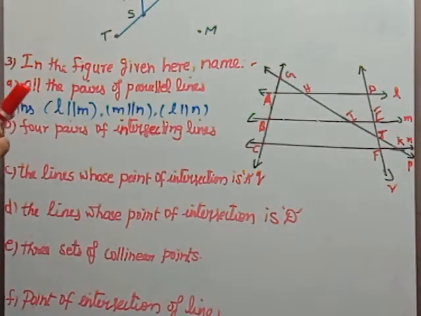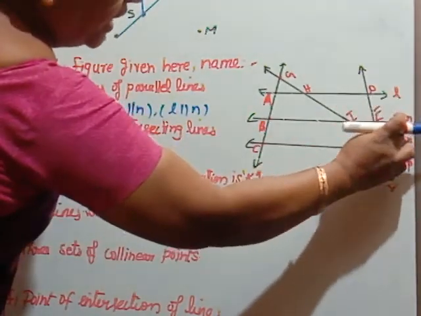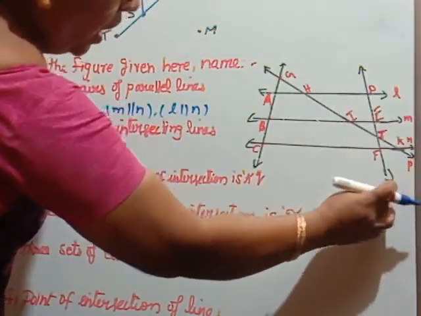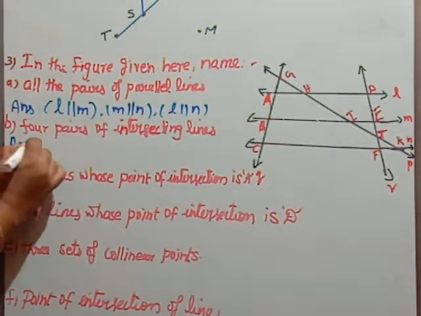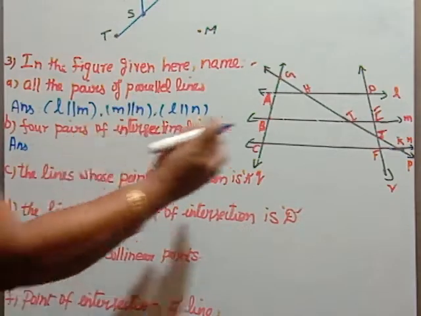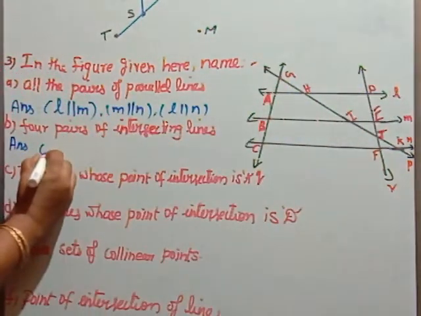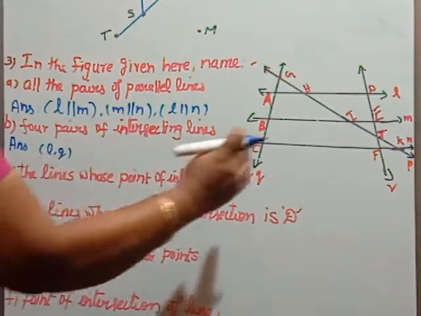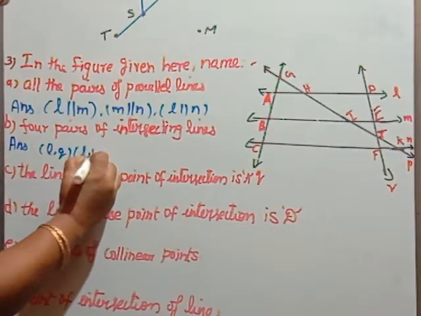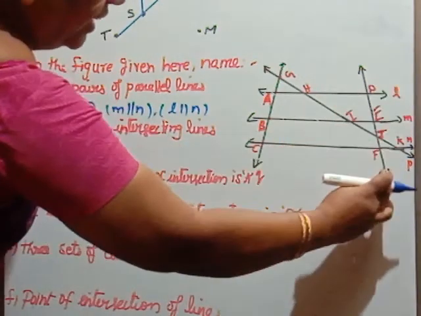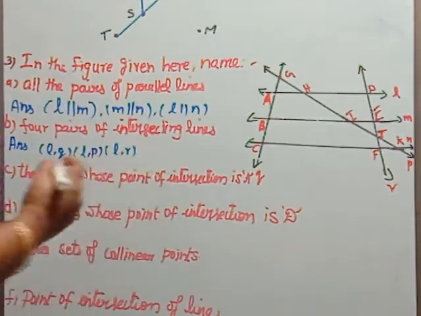Now the next question, four pairs of intersecting lines. What are they asking? Four pairs of intersecting lines. Here the lines are L, M, N, P, R, Q. Now what all lines are intersecting? We'll see. Line L and Q is intersecting. Then L and P is intersecting. Then L and R is intersecting.